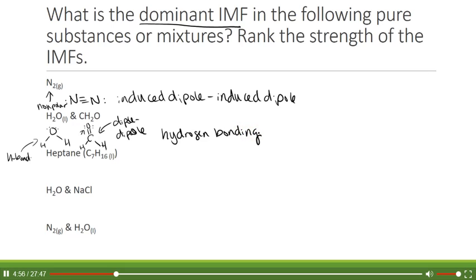Next we have a pure substance, heptane. This is going to be a long hydrocarbon chain. It looks like this. Each of the points is a carbon, and it'll be surrounded by hydrogens. The only option we have here, since this is nonpolar, is induced dipole.